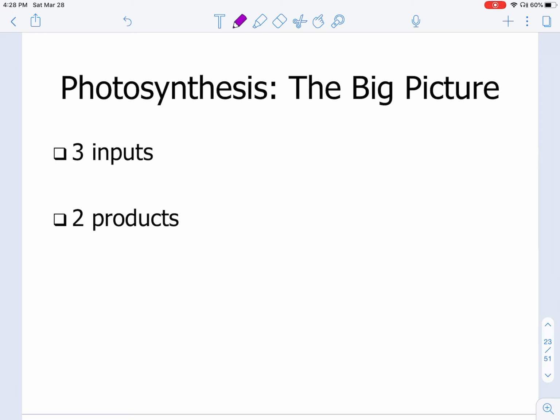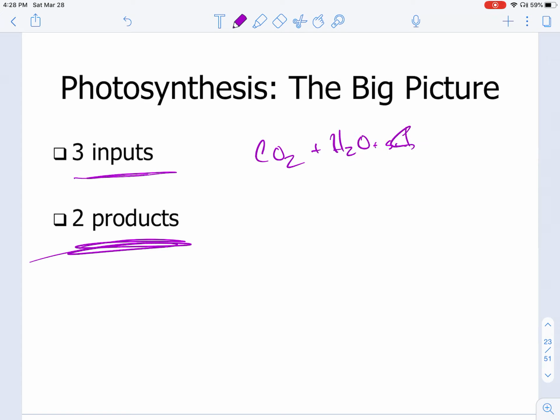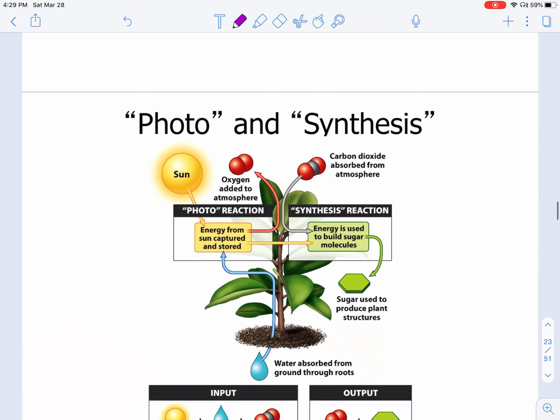All right, so now we have all of the tools to actually look at photosynthesis and the photosynthetic organism. Here in the big picture, again, three inputs, two products. The inputs are going to be carbon dioxide, water, and energy, in the form of sunlight. And then the products are going to be oxygen and sugar. And you actually return some water as well.